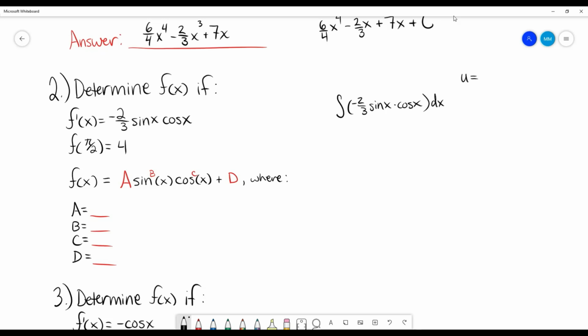So for this, I know the derivative of sine of x is cosine of x. So I'm going to say that u equals sine of x. And then du, right, or the derivative of u, would equal cosine of x times the derivative of x, right? Because it's with respect to x. So now if I plug in this, this is going to turn into the integral of negative 2/3 times u times du. And this du just replaces the dx.